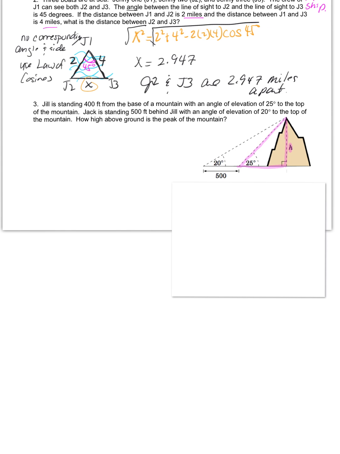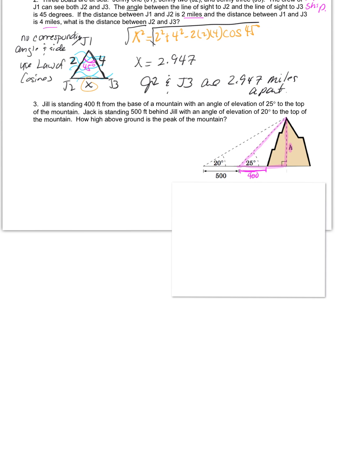So let's see if we have the information. Let's go back to what we have. The first part says Jill is standing 400 feet from the base of the mountain. Be very careful to understand that the base of the mountain for Jill is right here. It's not all the way to that height. It only goes right here. So this is 400 feet.